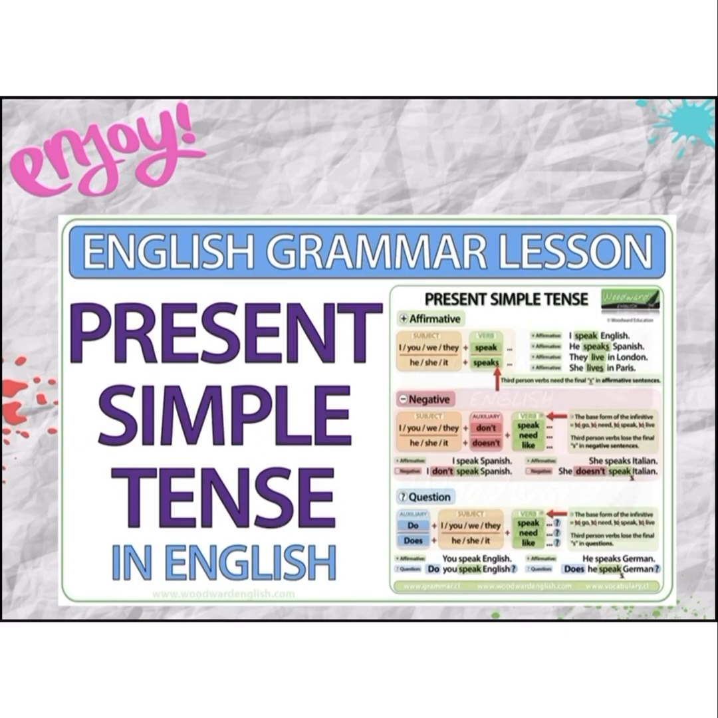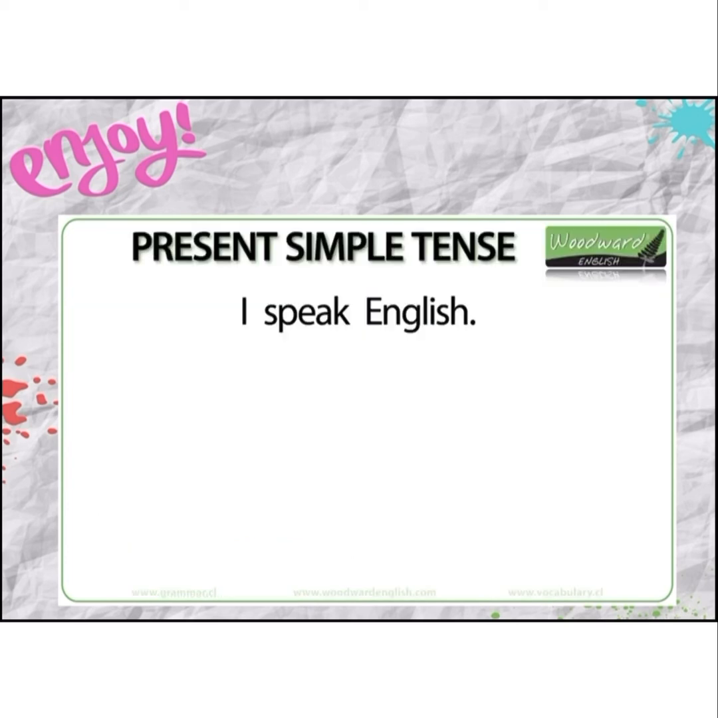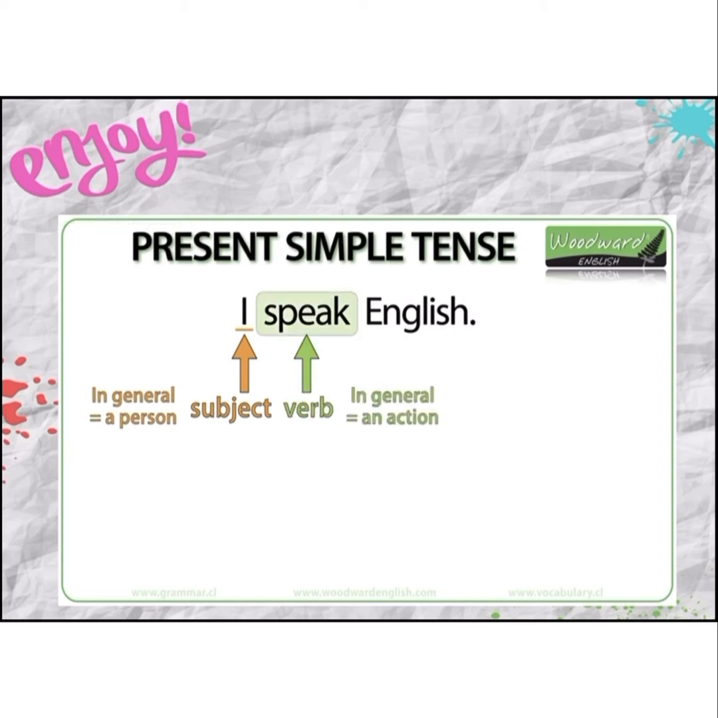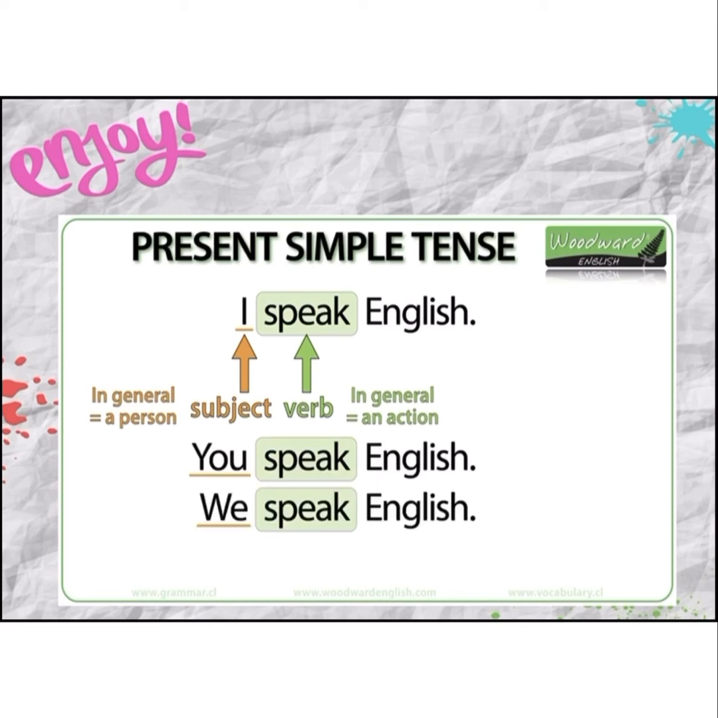Present simple tense in English. English grammar lesson. I speak English. This is a subject, in general a person. This is a verb, in general an action. You can change the subject. For example, you speak English. We speak English. They speak English. But sometimes the verb changes.